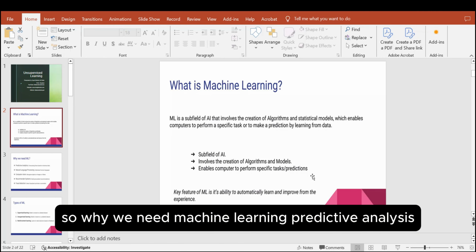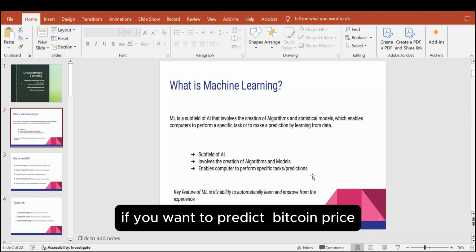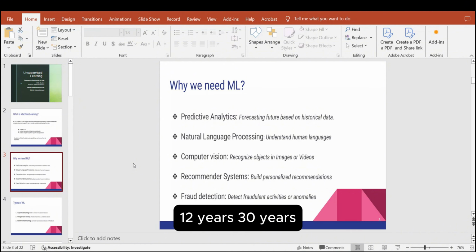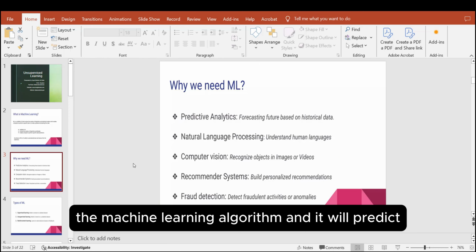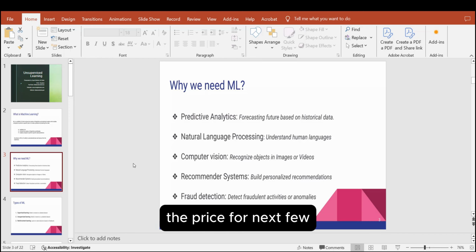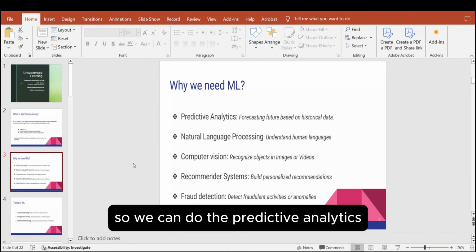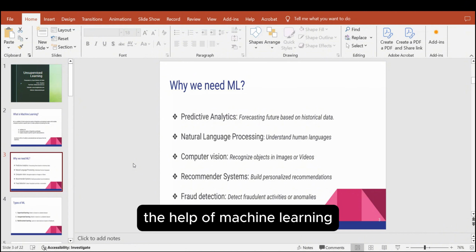So why do we need machine learning? Predictive analysis. For example, if you want to predict the Bitcoin price, you can use data from the past 10 years, 12 years, or 30 years as inputs, and the machine learning algorithm will predict the price for the next few days, next few hours, next few months. So we can do predictive analysis with the help of machine learning.